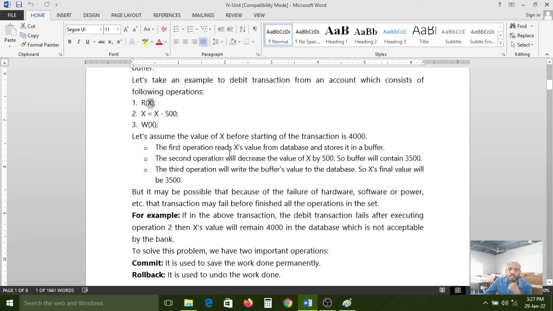The first operation reads the X value from the database and stores it into the buffer. Buffer is nothing but temporary memory: while executing the transaction, internally RAM memory is used. When you use the commit statement and the transaction is successfully committed, only then will the transaction go to the permanent state, stored into the hard disk permanently. Until then it uses RAM memory, temporary memory.